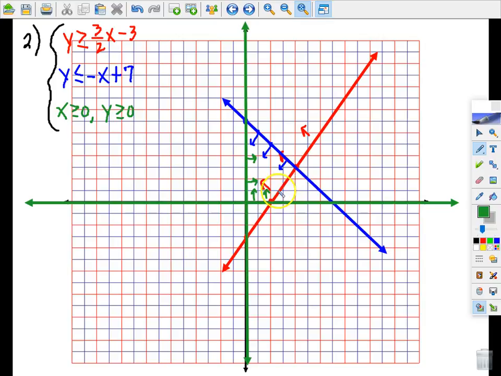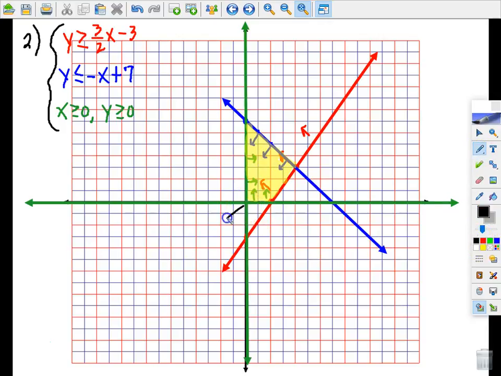Okay, but we're confined by this red line and this blue line. So where does it all converge? Well, it's right in here. All right, so we're going to shade it in. This is our feasible region. And from this feasible region, we need to identify vertices. And it looks like there's 4 of them.